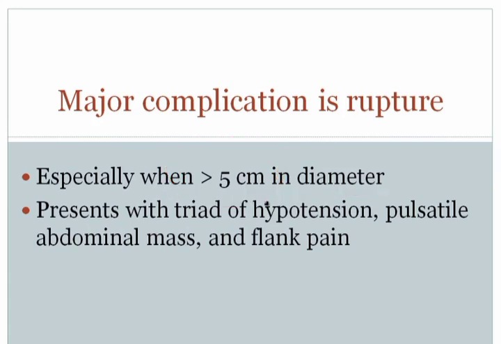And when it ruptures, it will present with a triad of hypotension because they're bleeding, a pulsatile abdominal mass because you'll be able to put your hand on the abdomen and feel that aneurysm, and it'll be pulsatile because blood is flowing through it. And then there'll be flank pain as well. And so these are some of the classic signs and symptoms of a ruptured abdominal aortic aneurysm, which of course is a medical emergency. So that completes this section on aortic dissection and aneurysm.